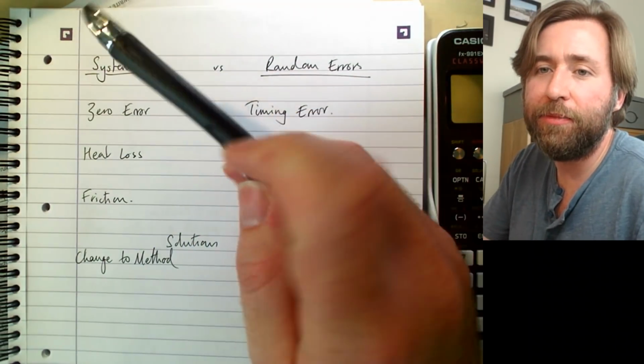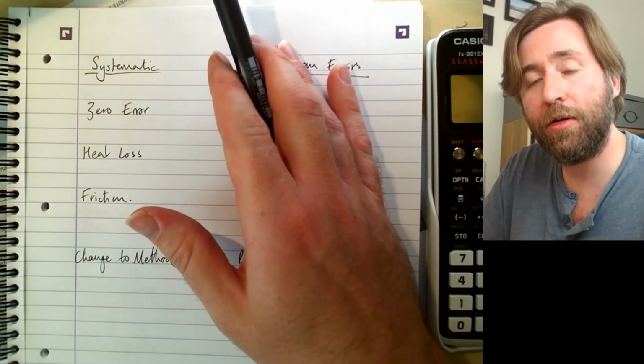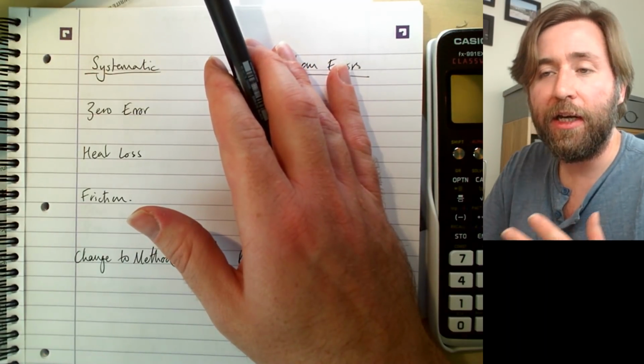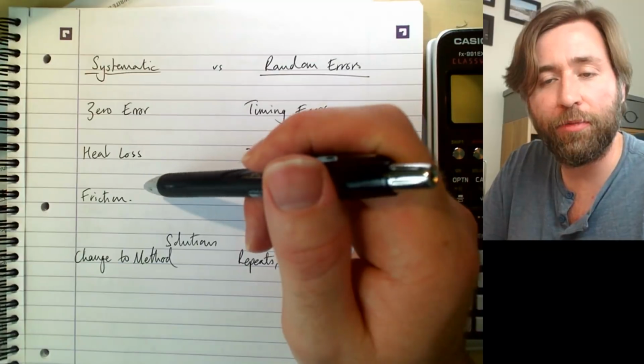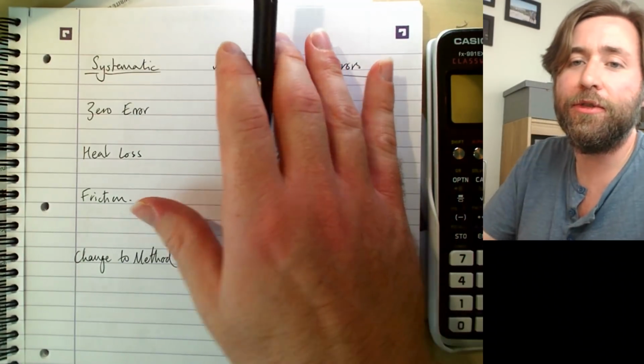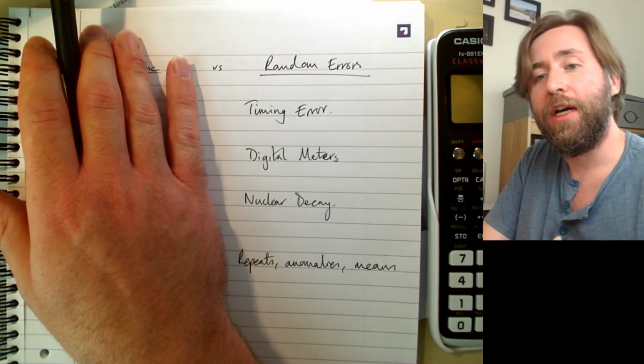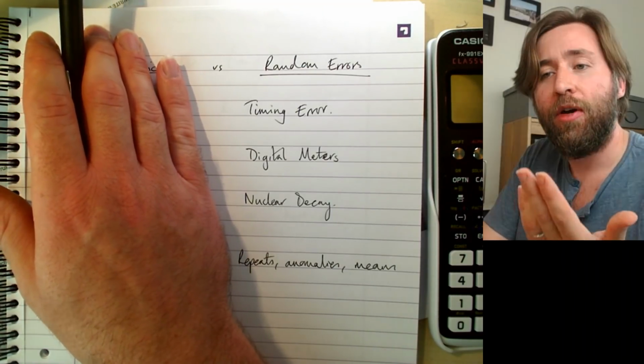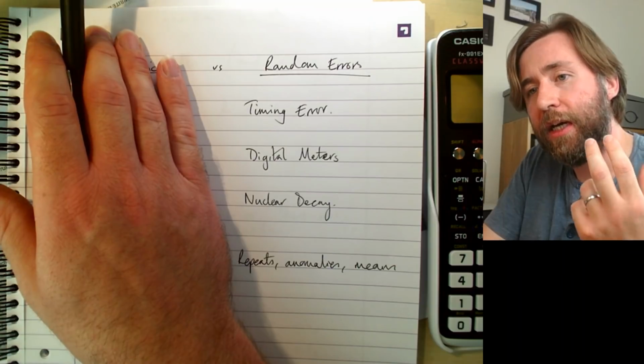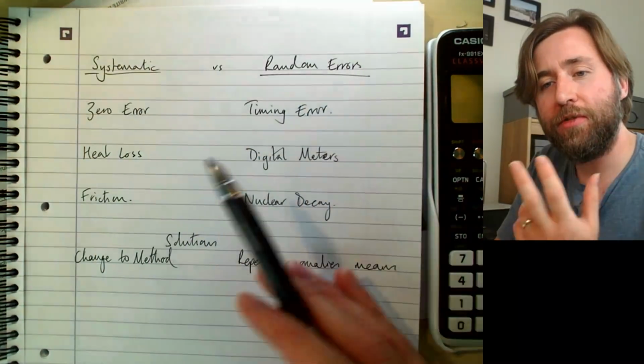Okay, so a systematic error could be a zero error, it could be heat loss, so not being particularly insulated, it could be friction, haven't compensated for friction, that type of thing. Whereas a random error is maybe a timing error. Normally human errors are random errors, digital meters fluctuating, or maybe the random nature of nuclear decay. So think about them differently because you deal with them very differently.